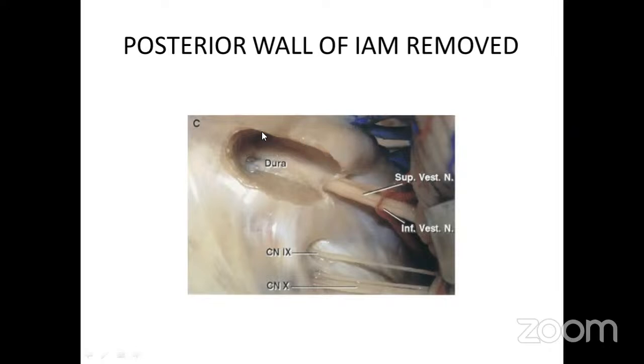So this is the posterior surface of the petrous bone. There lies the internal acoustic meatus as well as the jugular foramen, and this superior surface that we can barely see here, the fifth nerve goes superiorly. So here is the Meckel's cave.